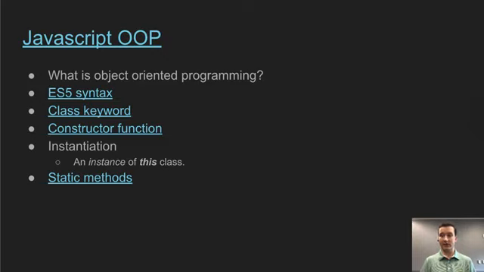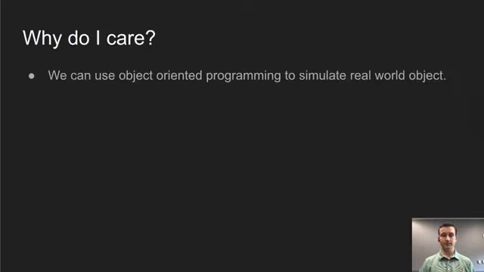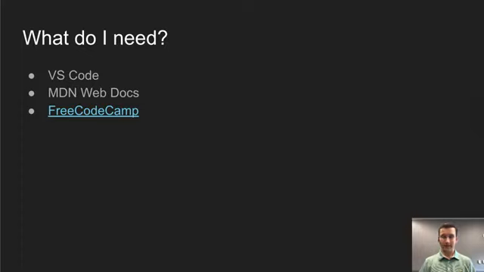A class is a representation of an object, of a real-world entity. Instantiation is the creation of this new object. Static methods don't need an instantiated object to call the methods. Why do I care? We can use object-oriented programming to simulate real-world objects. What do I need? VS Code, Mozilla Developer Documentation, and FreeCodeCamp.